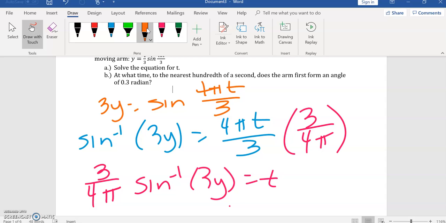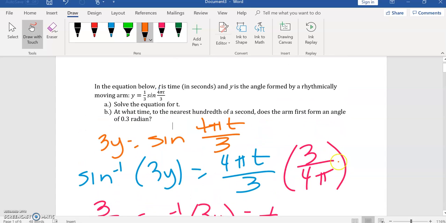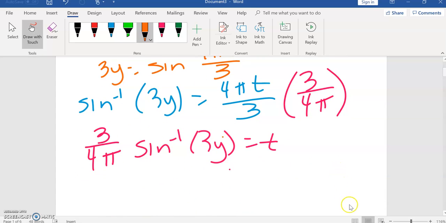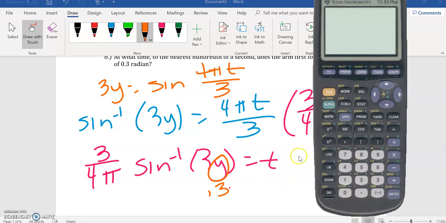Then the question is, at what time to the nearest hundredths of a second does the arm first form an angle of 0.3 radians? Okay, so where y is the angle formed, this is my 0.3. And I'm going to put this into my calculator, and hopefully it's going to work. And the nice thing is we even have a nice trig function that we know what to do with.